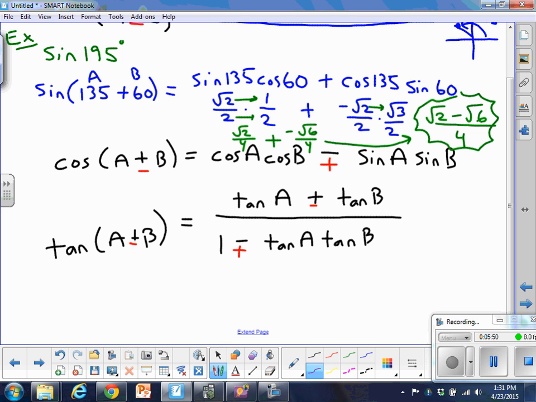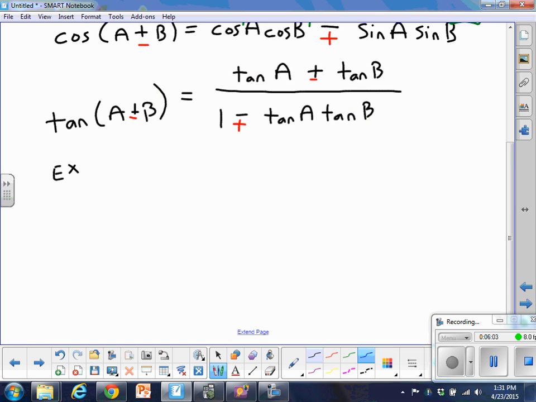But let's do a tangent problem here. Why don't we do like the tangent of negative 15 degrees? So let's, as an example, let's say we want the tangent of negative 15 degrees. Okay, so again, come up with a couple angles that work. So I'm thinking one's nice first quadrant angles, 30 and 45. And the order is going to be important here. It's 30 minus 45 to get a negative 15. Okay, so that's going to be my A and my B.